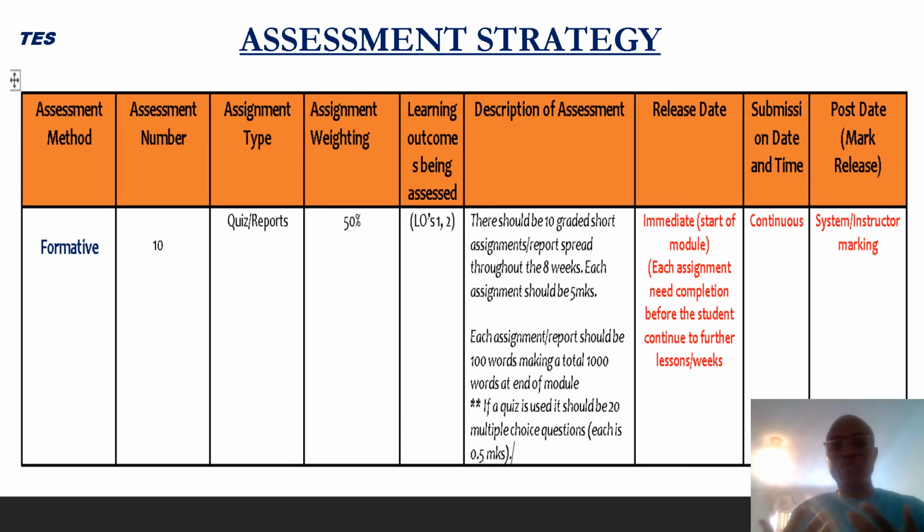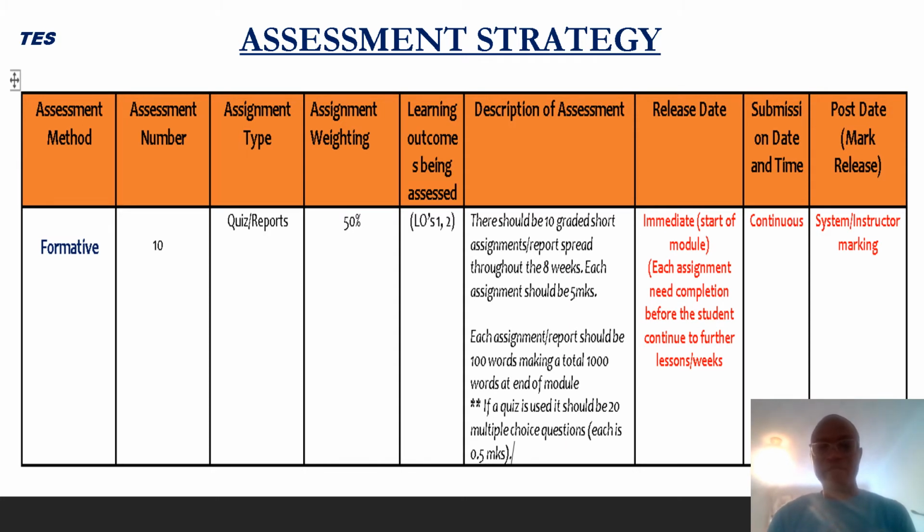Now, the format or type that I want you to adopt is either a quiz or a report. If it is a quiz, and we are looking for 5 marks, then I'm looking at around 20 questions, and each of those questions is 0.5. So the 20 will be 10, will be 5 marks, isn't it?